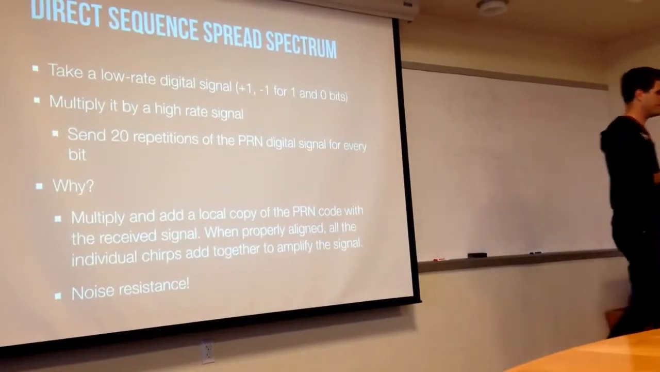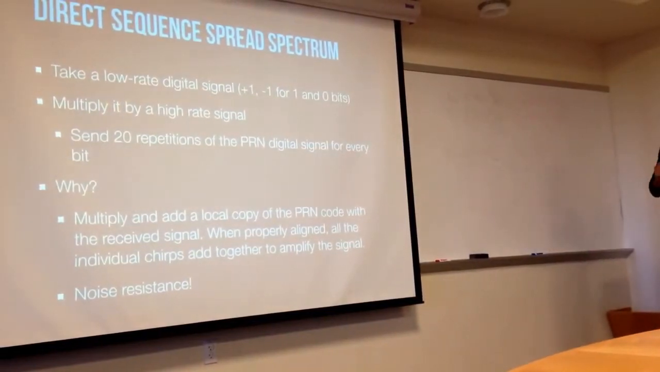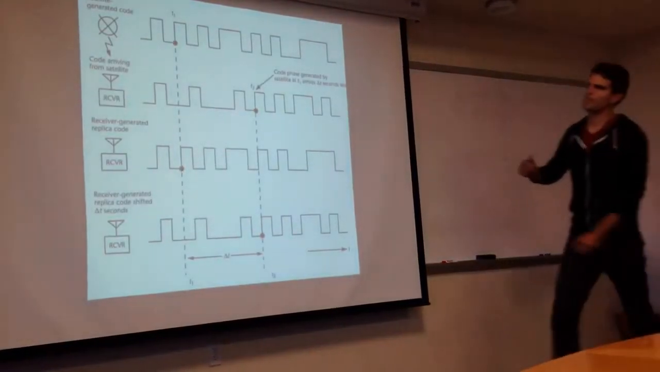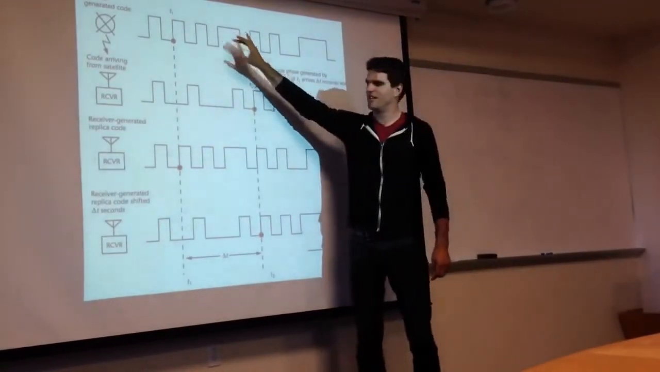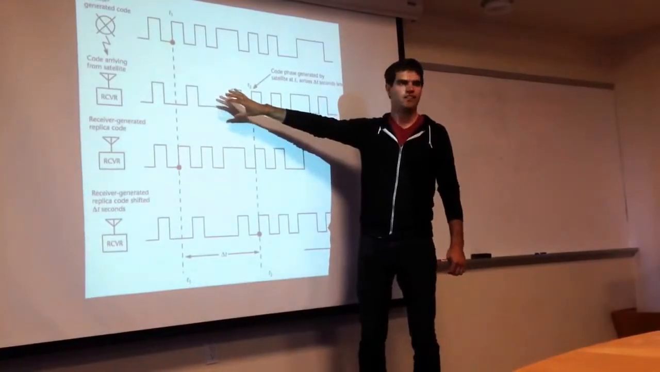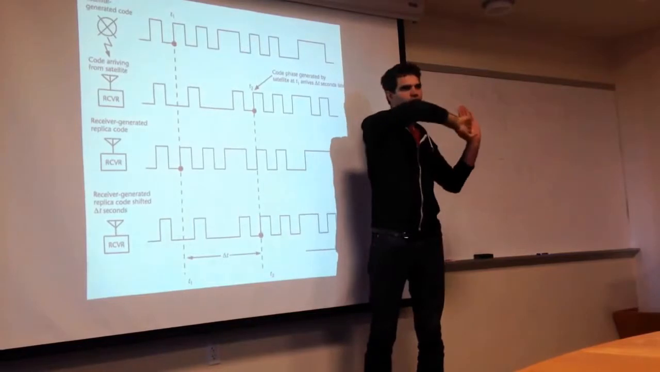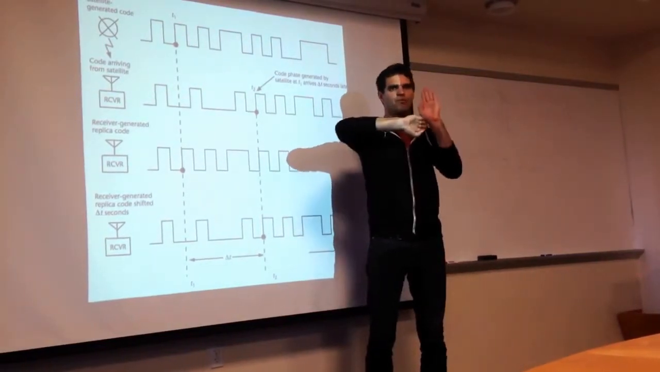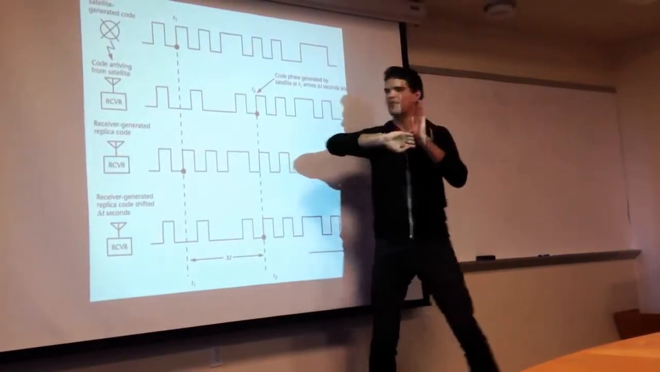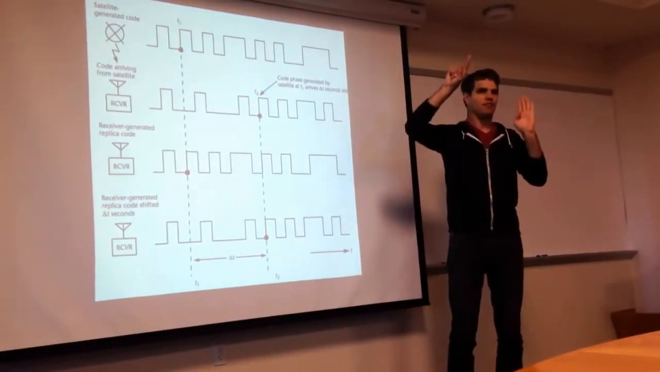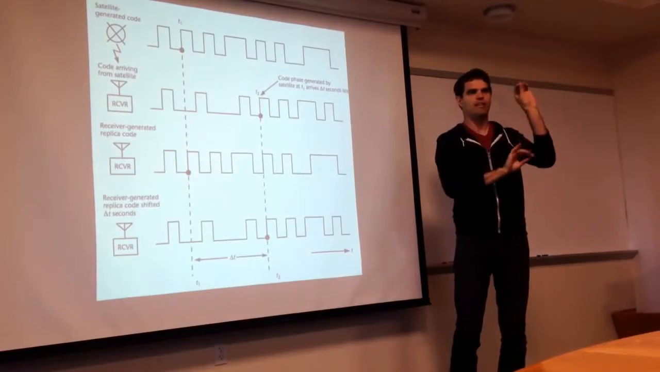One thing that's very cool is this means that, in fact I have a nice diagram here, if you take the satellite generated code, I take the same code locally and I generate it, and then I will keep moving my locally generated copy until it lines up perfectly with the satellite copy. What happens now is I get constructive interference. For the 1 that's coming down from the satellite, I have a 1, we multiply together and add them.